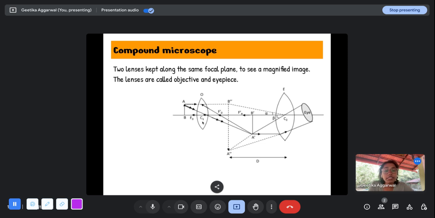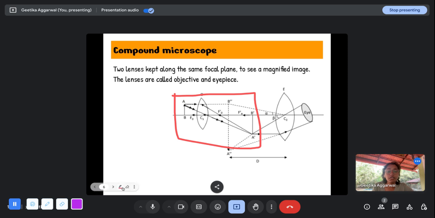And here you can see that the objective will first make an image of the object. So this object, its image will be made here somewhere by the objective. Okay, the image is A prime, and of this image the eyepiece will make another image which is A double prime, and which will be even larger than the one made by the objective. So this much part, which is the objective and the image, you can think of it as what a simple microscope does, right?